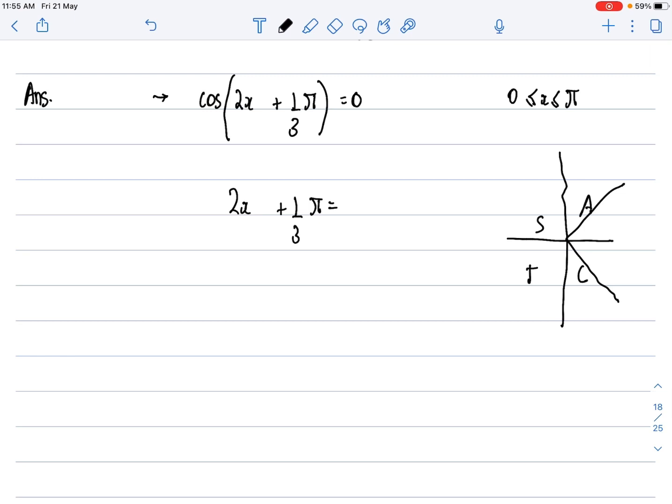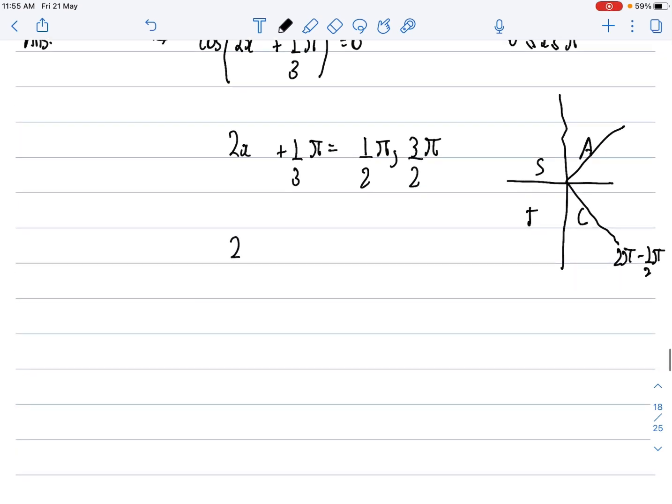So now do cos inverse of 0 in the radian mode. So you get 1/2 pi. But now for the fourth quadrant, I do 2 pi minus 1/2 pi. Correct? That's how we calculate. So 2 minus 1/2 will give me 3/2 pi. So now I do 2x equals 1/2 minus 1/3, which will give me 1/6 pi, comma, and 3/2 minus 1/3, which will give me 7/6 pi.